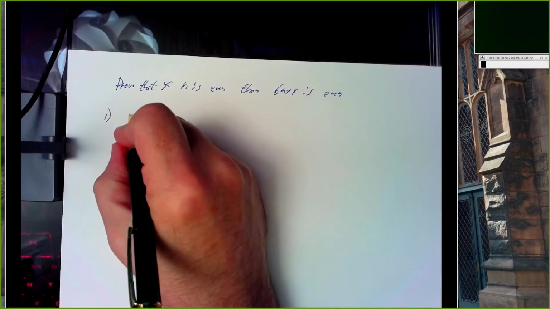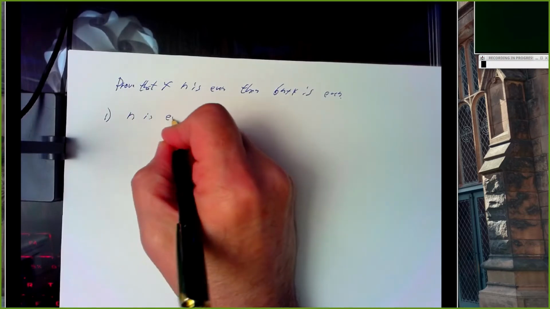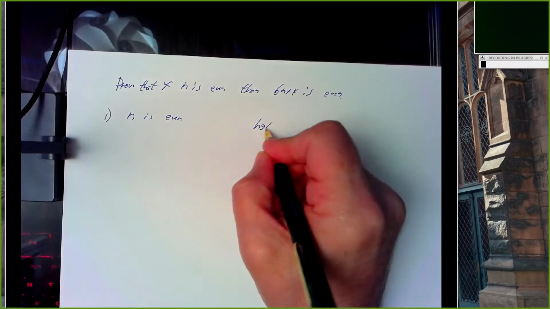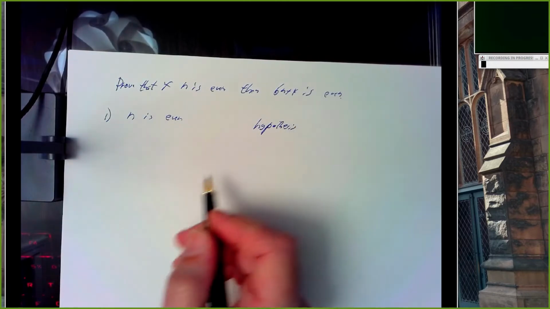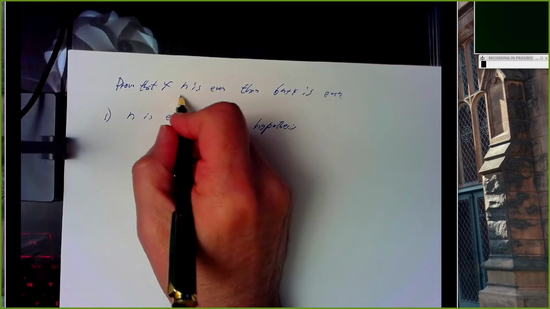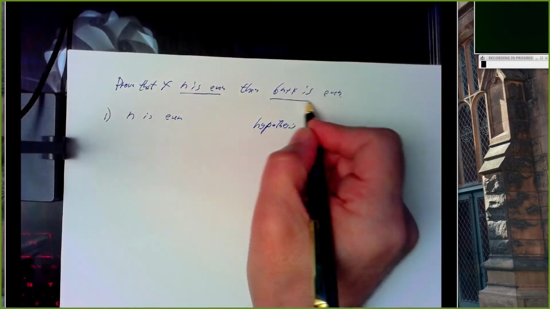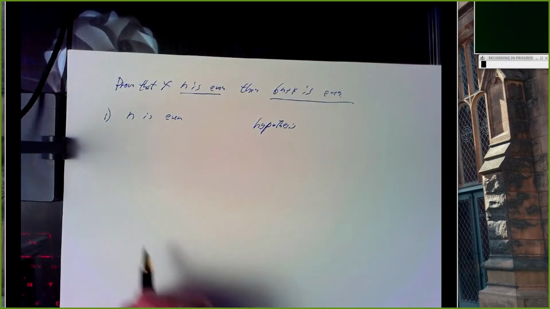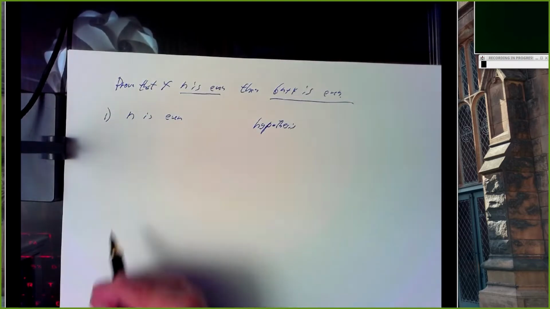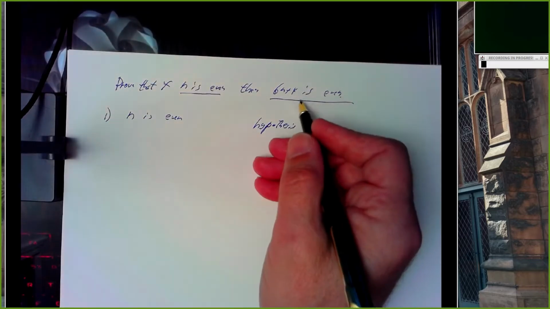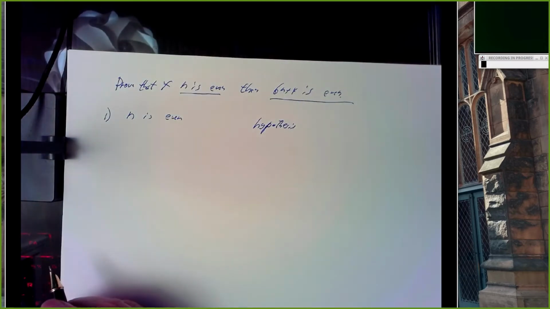So statement 1, let's say n is even, because that's the hypothesis. We're allowed to assume this because we're trying to show if this is true, then that is true. So we can say, okay, let's suppose n is even. Blah, blah, blah. 6n plus 4 is even. Well, we've shown that this follows from that. That's what you're after.